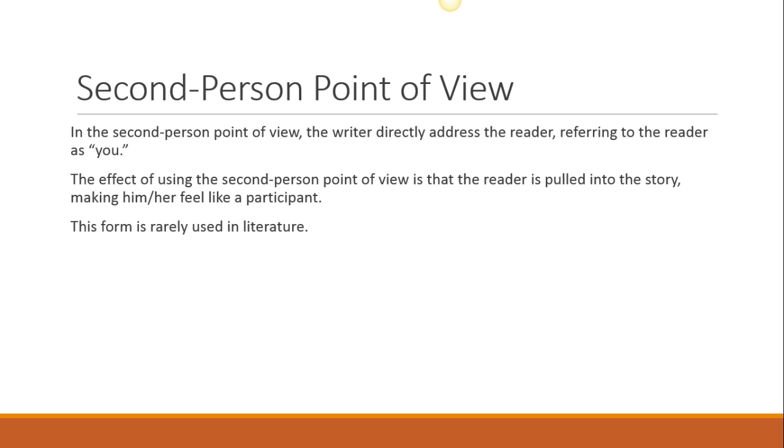In the second person point of view, the writer directly addresses the reader, referring to the reader as you. The effect of this is that the reader is pulled into the story, making him or her feel like a participant, and this form is rarely used in literature.